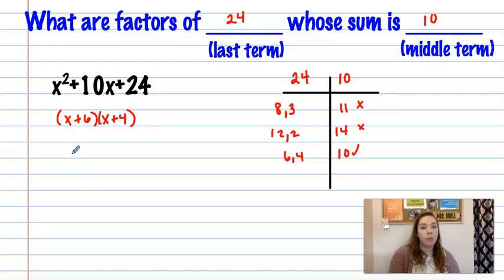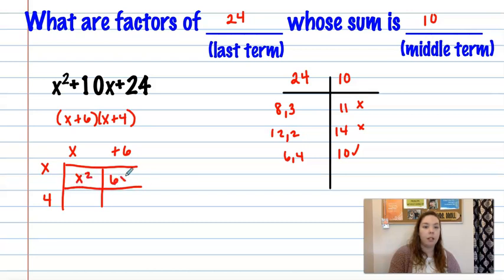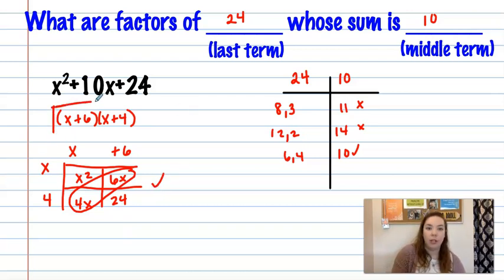If you wanted to check your work, you could use the box method. So I'll show you on this one. So that'd be x squared, 6x, 4x, and 24. And this does add to be 10x. X squared plus 10x plus 24. So that's me checking my work. But this would be our final answer here. X plus 6 times x plus 4.